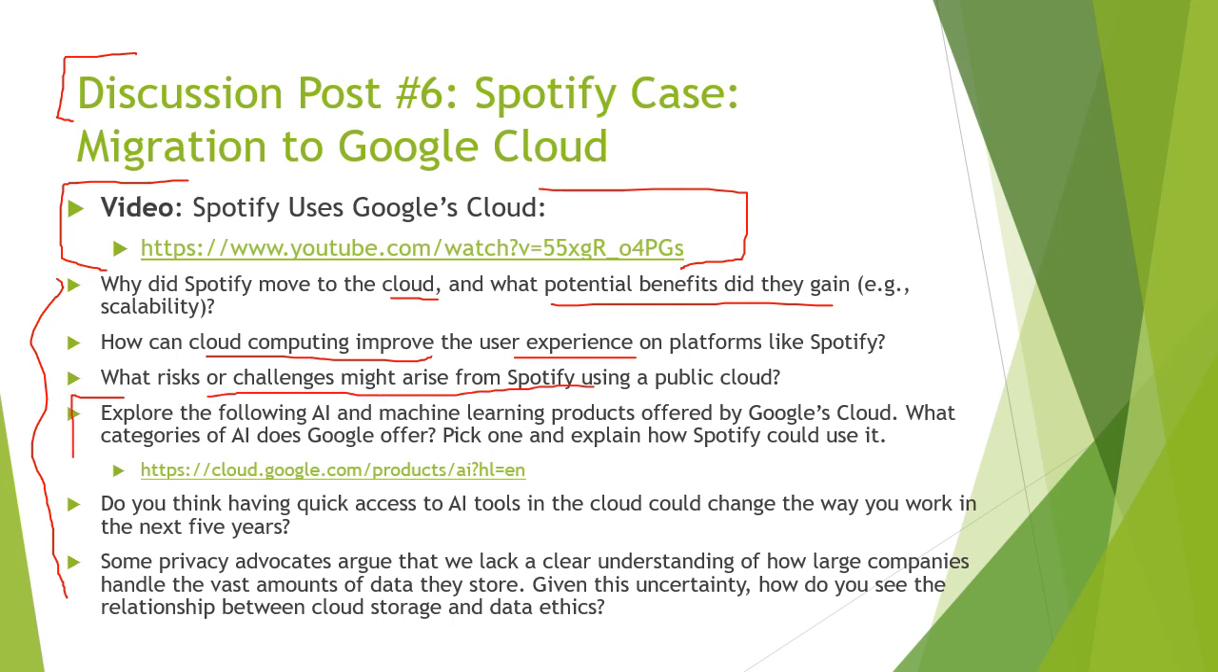And then explore this. This is Google Cloud's website basically. They have a lot of different machine learning products. What categories do they offer? And choose one and look more into it and do your best to explain how Spotify might be able to use it. And then what do you think about the next 5 years? Do you think having quick access to these AI tools in the cloud could actually change the way you work? So, Google has something with no code called, like I just said, AutoML.